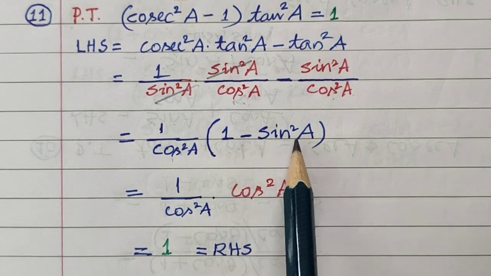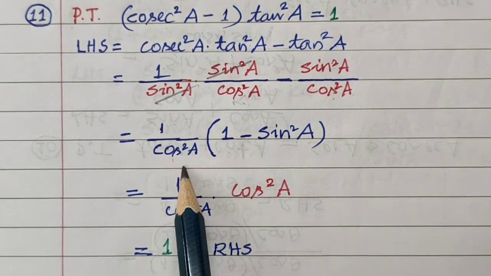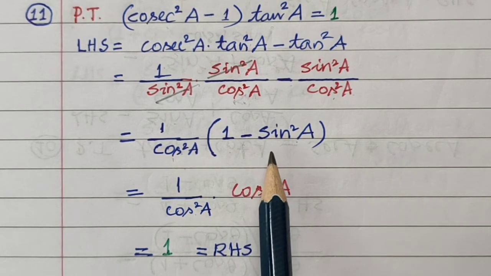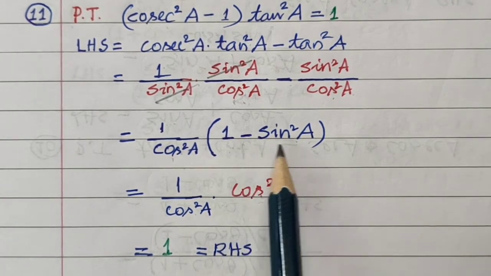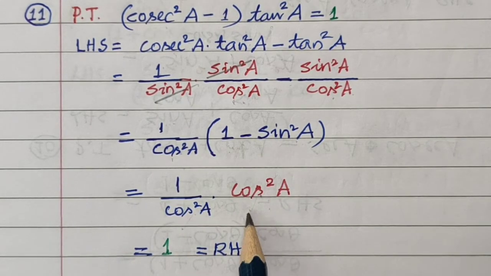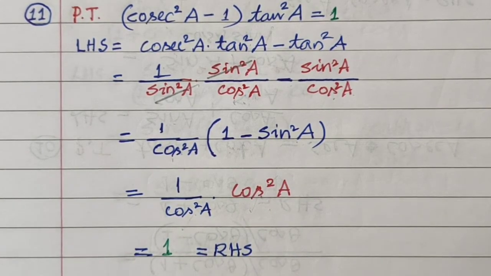We know that 1 minus sin square A is cos square A, because 1 is equal to sin square A plus cos square A. So 1 divided by cos square A into cos square A. This cos square will get cancelled with this cos square. We are left with 1, that is equal to RHS.